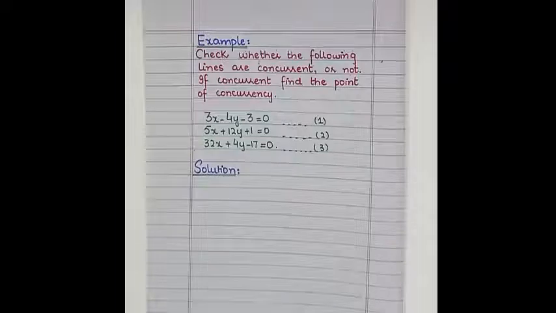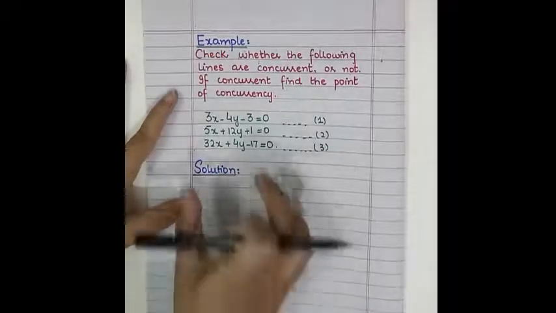For example, check whether the following lines are concurrent or not. If concurrent, find the point of concurrency. It means if the lines are concurrent, then we will find their point of intersection. So we have three lines, these three lines.